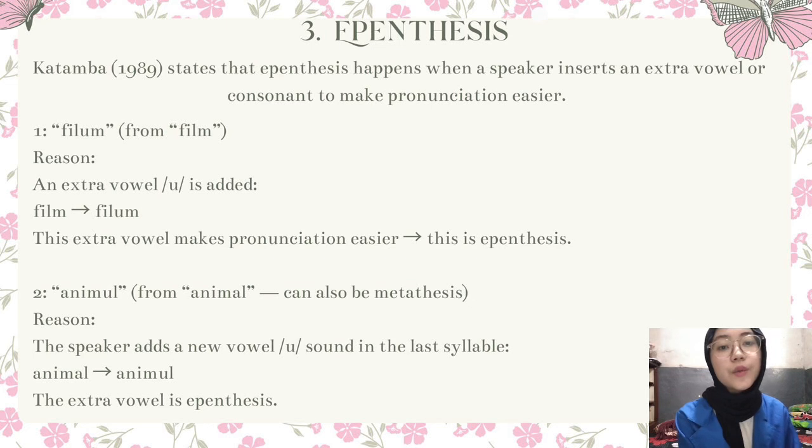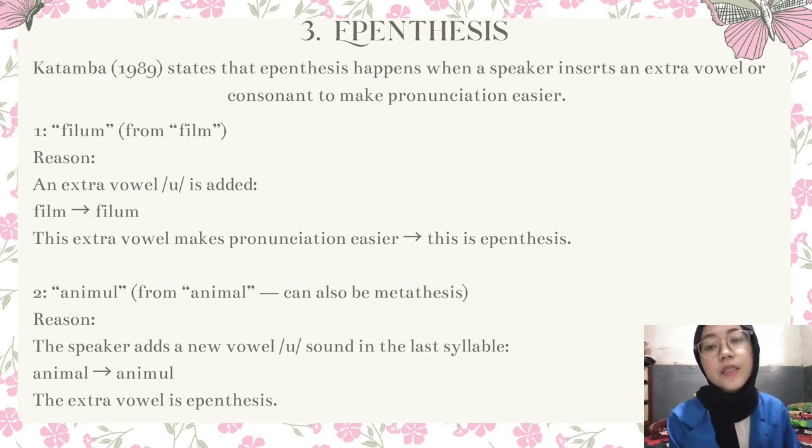And number 3, we need to find epenthesis. Kachamba 1989 states that epenthesis happens when a speaker inserts an extra vowel or consonant to make pronunciation easier. So in here I just found 2 epenthesis. Number 1 is film, from film. The reason is an extra vowel U is added. Film becomes film. This extra vowel makes pronunciation easier. So this is epenthesis.